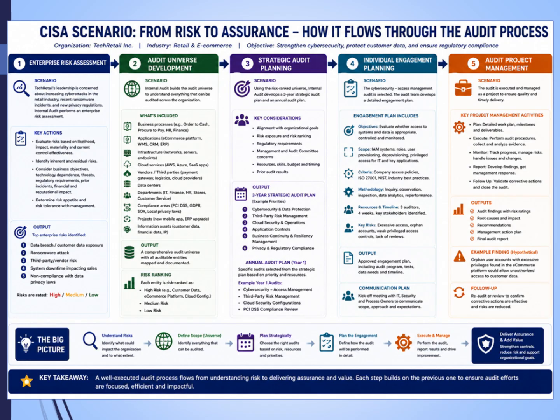Enterprise risk assessment identifies what matters most. The audit universe defines what can be audited. Strategic planning determines what should be audited first. Engagement planning defines how the audit will be performed. And audit execution delivers assurance, strengthens controls, supports compliance, and helps the organization achieve its objectives more effectively.